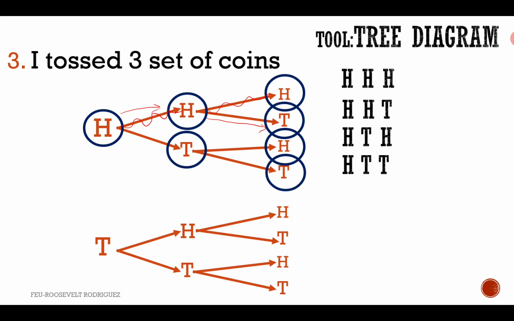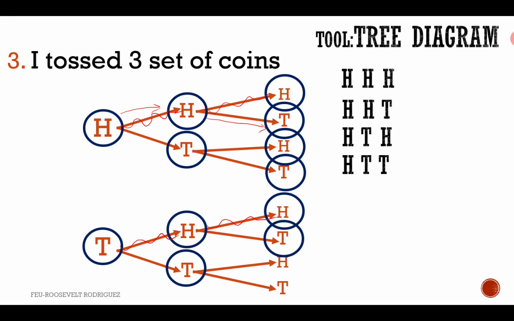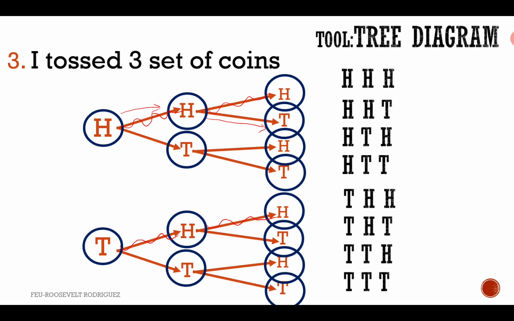And then for the tail, again, we have this tail, pupunta sa head, and then continue lang natin up to our third outcome, which is another head. And then do the same thing sa rest ng ating mga outcomes or combinations na meron tayo dito. And then just list down. Therefore, we have this set of possible outcomes if we toss 3 coins.